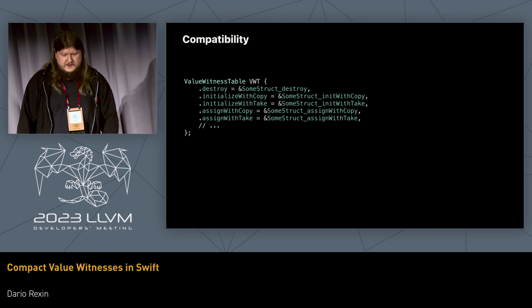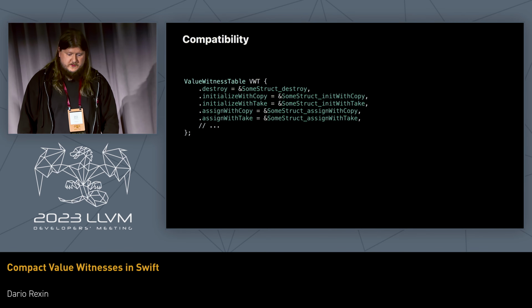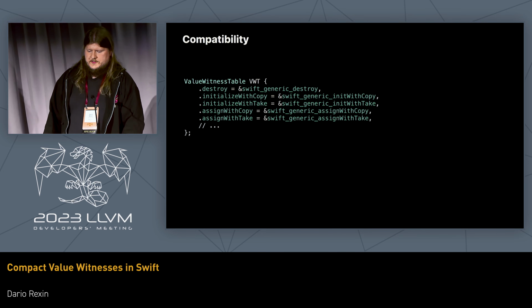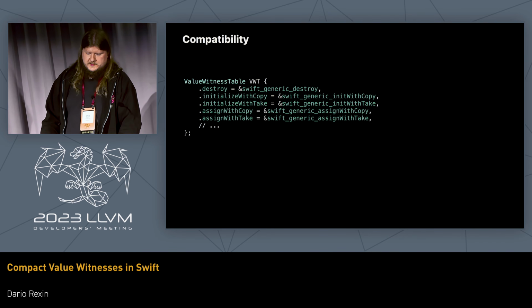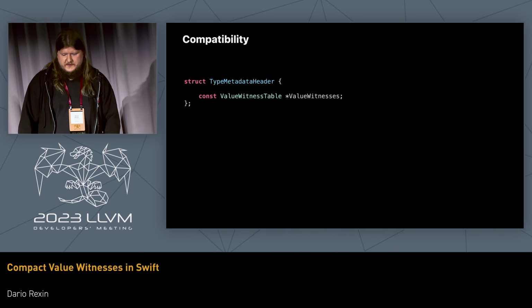For compatibility with regular value witnesses, we're using the same value witness tables. For types that are not using compact value witnesses, the entries in the witness table point to the generated witness functions. And for types with compact value witnesses, they point to the shared runtime functions. But we need to access the layout string from within the runtime function. We're already passing the type metadata into the witness functions, so it seemed reasonable to store it there.